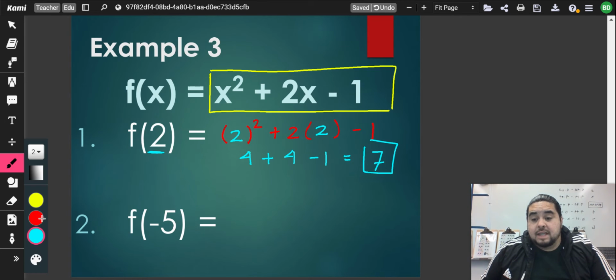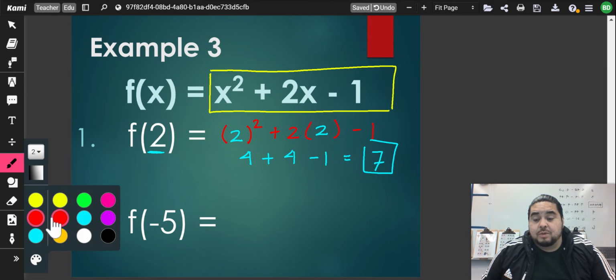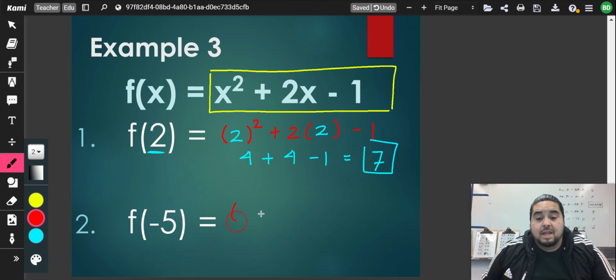Okay. Second part of this, again, same structure. We're just going to repeat that process. So I have blank squared plus 2 times blank minus 1. In the blank spots, I'm going to put in my value of negative 5, which is what I'm evaluating with. Negative 5 goes right there. That doesn't look like a negative 5. There you go. And negative 5 goes right there.